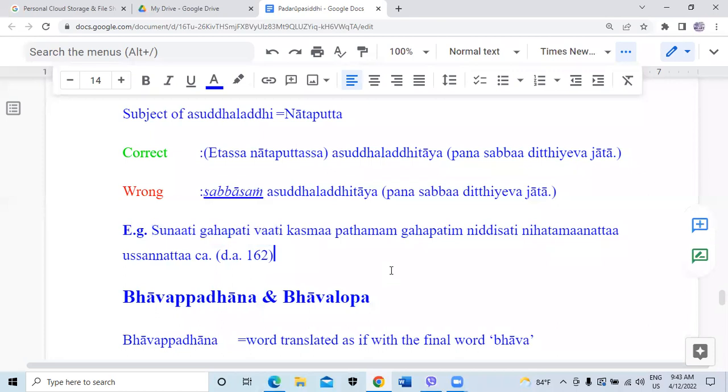Sunadi bhavati vati, sound nidaba, kasama patama bhavati nitisati. This is like a question: kasama bhavati patama bhavati nitisati. Why? He points to the householder first. The answer is nihita manata. This nihita manata should be the answer to that question.